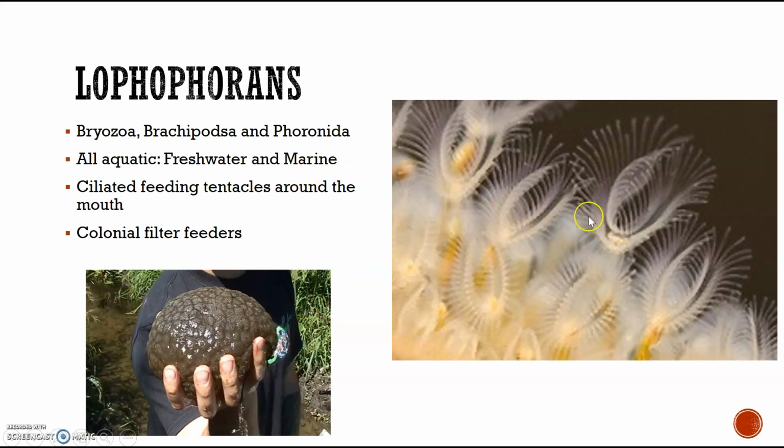They have ciliated feeding tentacles around their mouth, and they are all colonial filter feeders. They do show up from time to time because people will find them in fresh water. They look like some sort of weird gelatinous brain, and people don't know what they are.